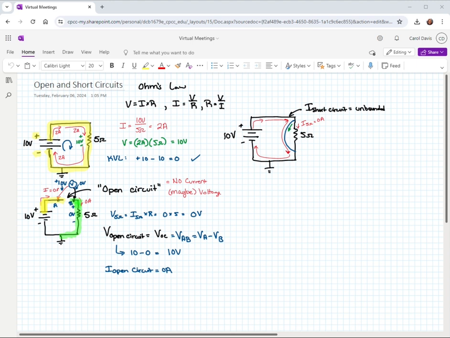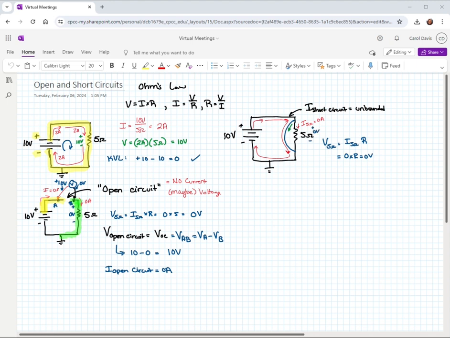So in this case, what you would say is we have no current through the resistor, which also means that the voltage drop across the 5 ohm resistor, which would be the current through the 5 ohm resistor times the resistor, 0 times R, is zero. So we would have no voltage drop there. So this would be a 0 voltage drop.